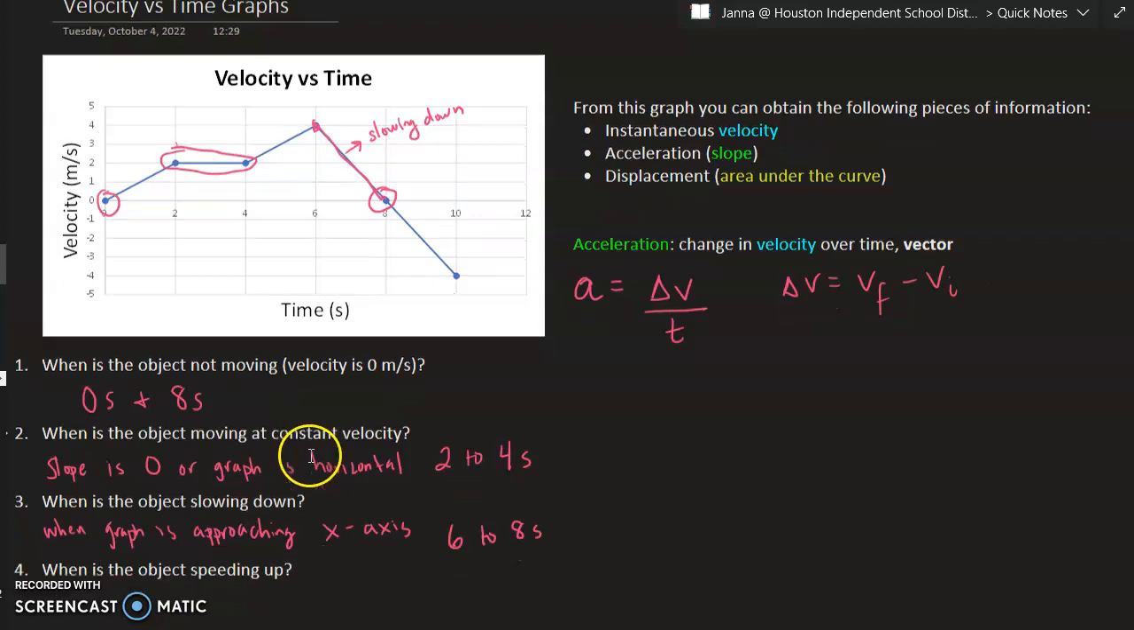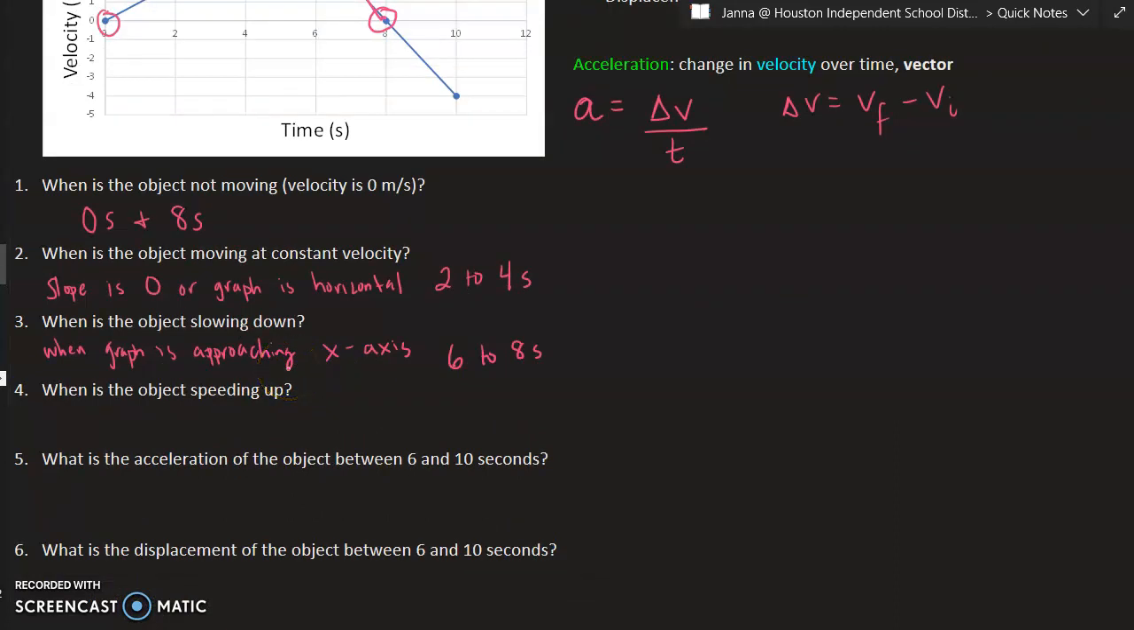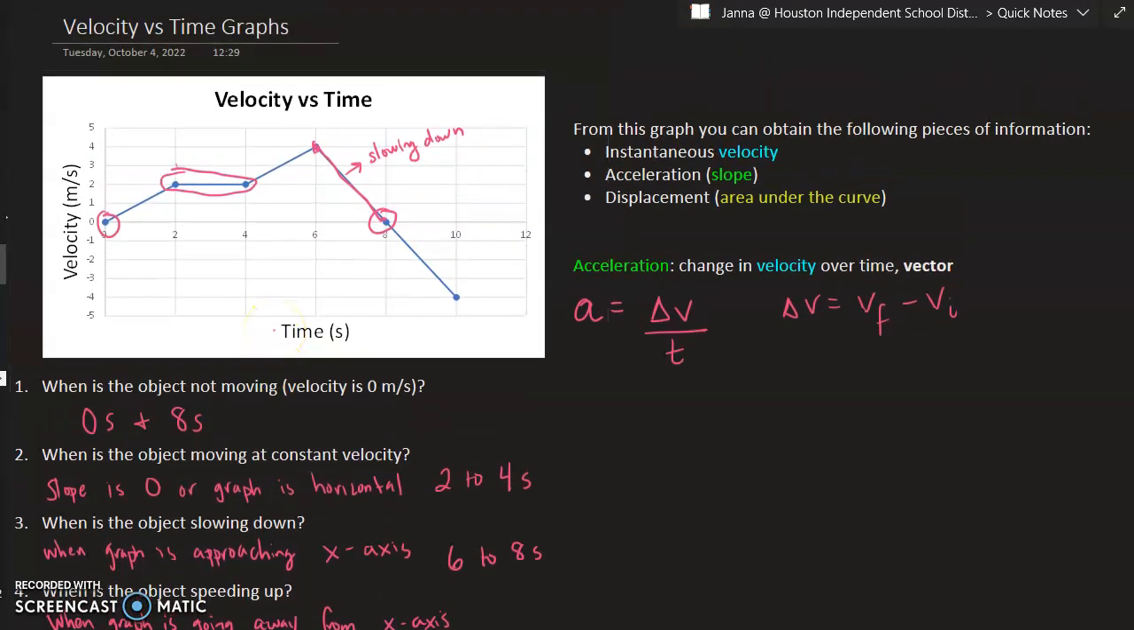Okay, when is the object speeding up? Well, the object is speeding up when the graph is going away from the x-axis. So as the velocity goes away from 0 meters per second, where is this happening? If I look from 0 to 2 seconds, that is going from 0 meters per second up to positive 2, so this is speeding up. And then, of course, this is constant velocity here, so that's not speeding up or slowing down. The velocity from 4 to 6 seconds, hey, this is also speeding up. It's slowing down from 6 to 8 seconds.